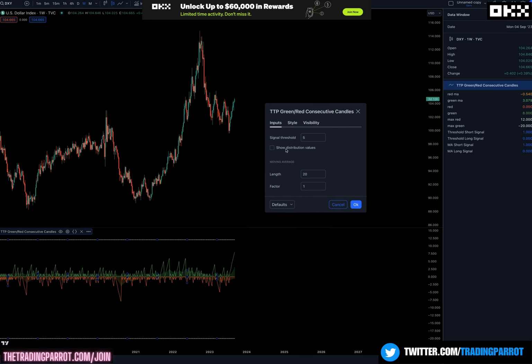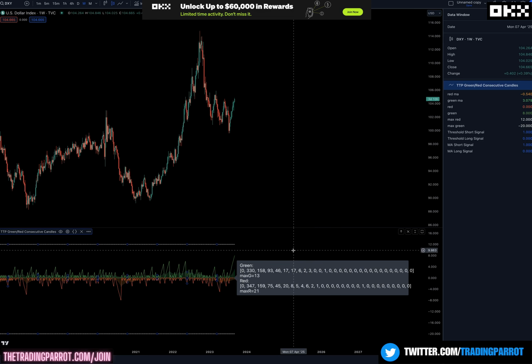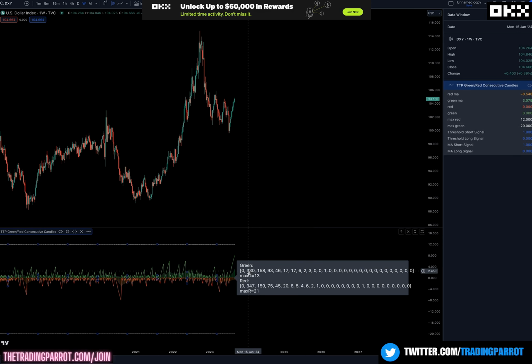One pretty cool thing that you can do is enable the show distribution values, and I'm going to explain what this is. This is telling me how many times we have this number of consecutive same colors. 330 times we just had one green bar and then we flipped to red. 158 times we had 2 green bars and then flipped to red, and so on. This one here that shows a 1 in the green is 12, and it means that only one time we have had 12 consecutive green bars.